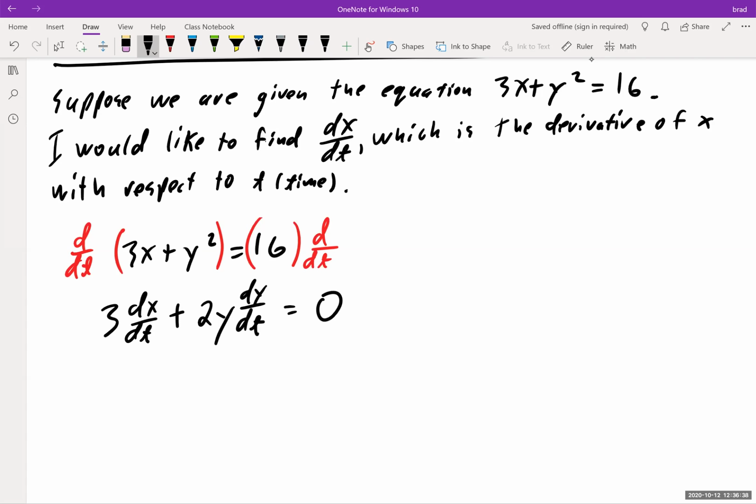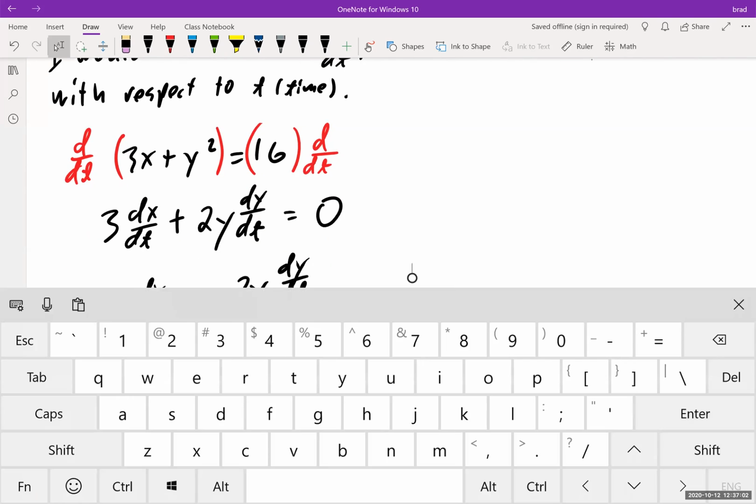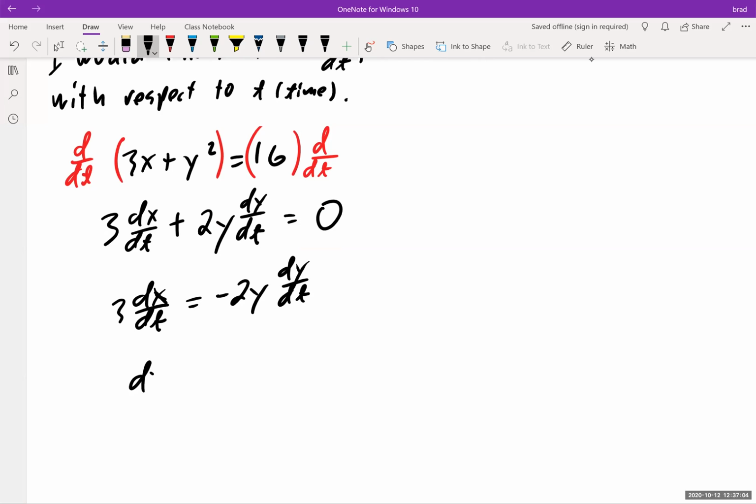Okay, so now this would technically be your answer, but I asked you to find dx/dt. So what I'm going to do is take 3 dx/dt, and then subtract the 2y dy/dt over to the other side. So this is minus 2y dy/dt. And then we're going to divide both sides by 3. So this would become dx/dt is equal to negative 2/3 y dy/dt.